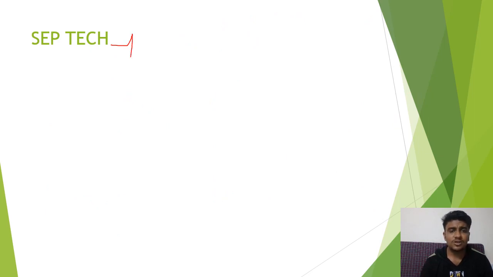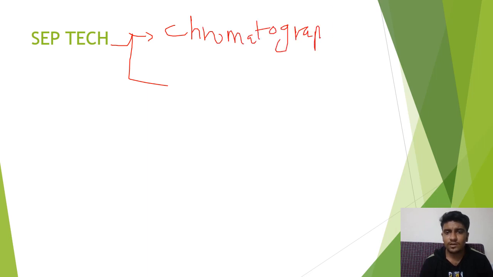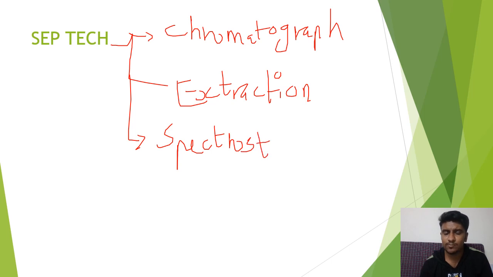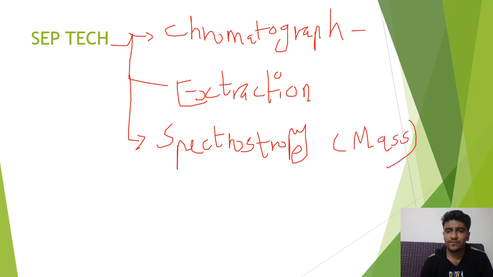Separation techniques. If I talk about separation techniques, in this we are taught the concepts of chromatography, extraction, spectroscopy, right? It's like MALDI-TOF, that is matrix-assisted laser desorption ionization, time of flight. So spectroscopy, that is part of mass spectroscopy. Then in chromatography, we are talking about various chromatography like HPLC, GC, adsorption, partition, paper.